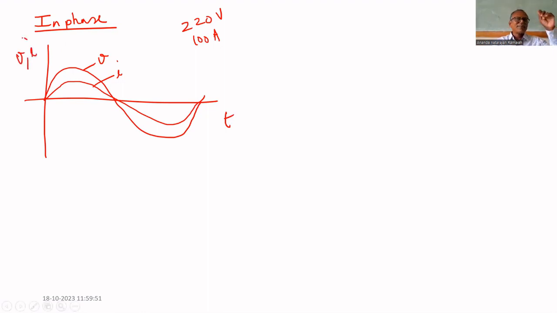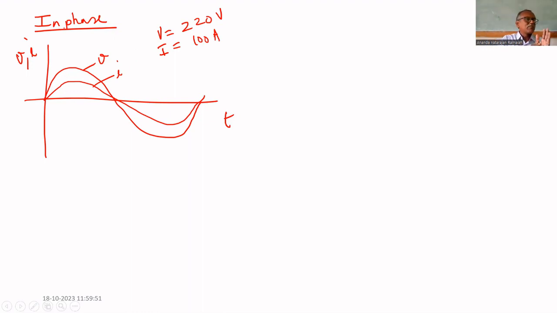If you use small letters, it means you are talking about instantaneous values. Here 220 volt means your RMS value, capital V. 100 ampere means you are talking about RMS value. Here I cannot put capital I. I have to put small i only, because it is the instantaneous value in the waveform. Same with small v. This is called in phase.